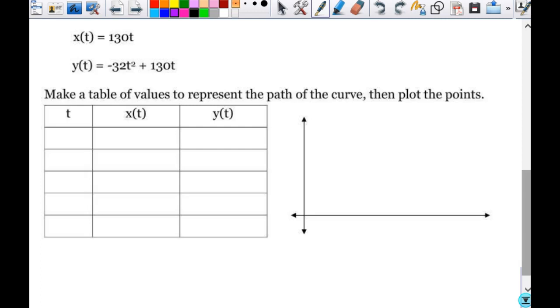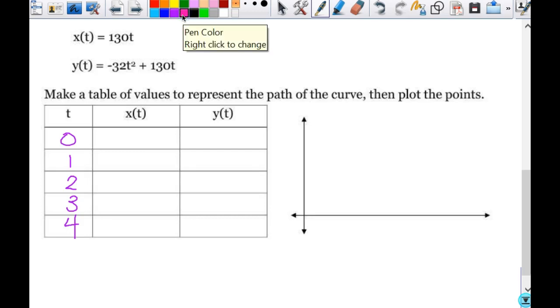All right. So we're usually given an interval. I just realized the interval is missing from that. The interval is where you get your t-values from. So I'm just going to give you the t-values. We're going to do 0, 1, 2, 3, and 4. Then we're going to make a table of the values, which should be fairly simple, right?